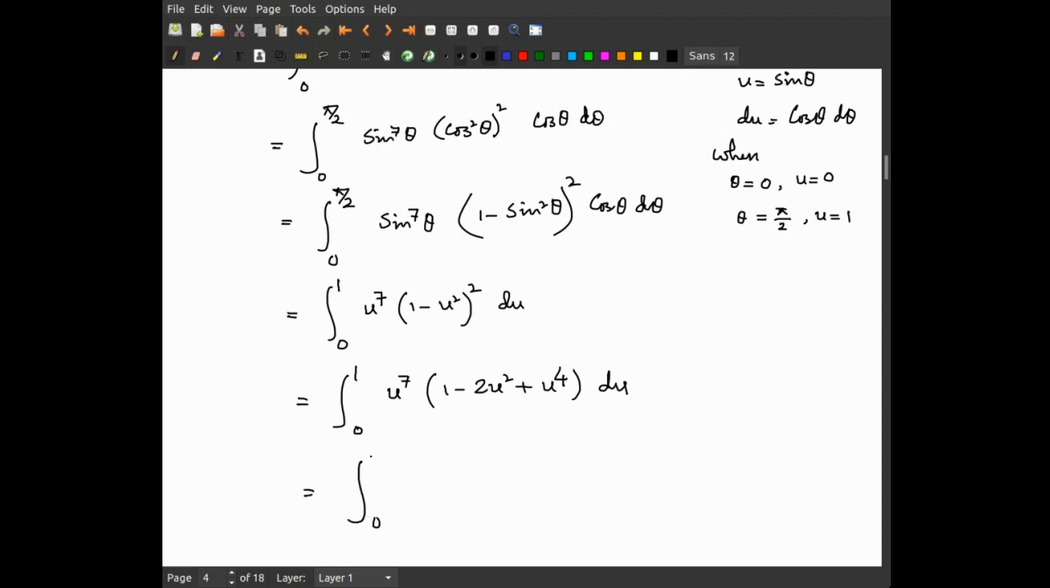All right, so this is 0 to 1, and let's multiply that out. So that would be u to the power 7, then 2u to the power 9, and then finally u to the power 11 du.